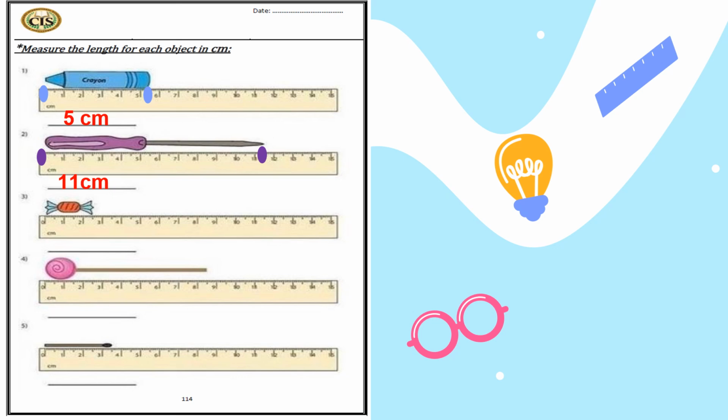Second object, its end starts at 0 and the other end at 11. So it's 11 centimeter. Third object, first end starts at 0, the second end at 2. So it's 2 centimeter. Fourth object starts at 0 and the other end at 9. So it's 9 centimeter. Fifth object starts at 0 and the other end at 3. So it's 3 centimeter.